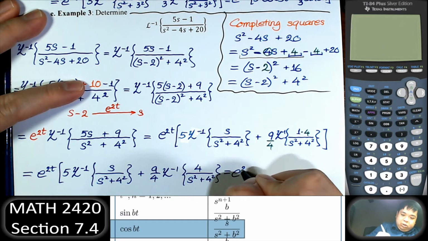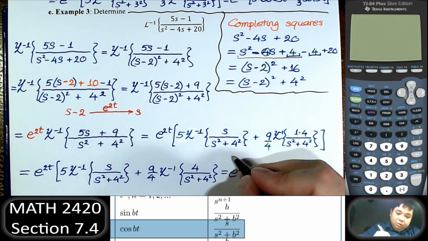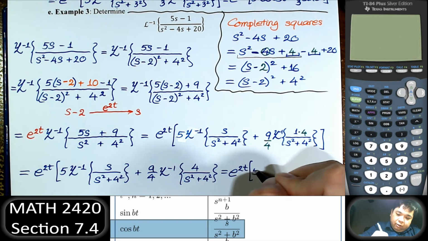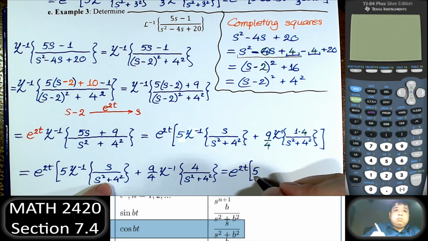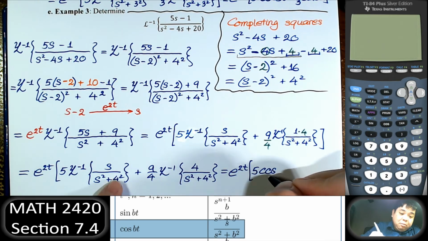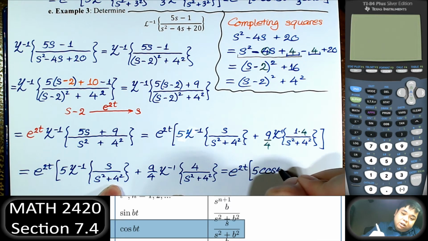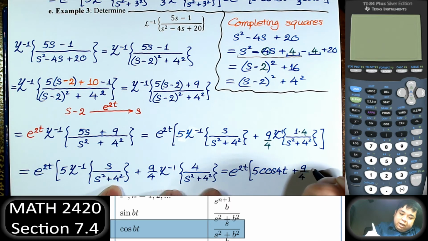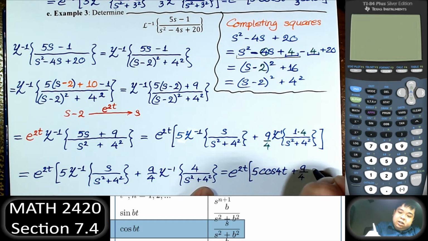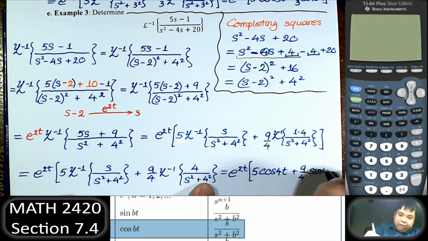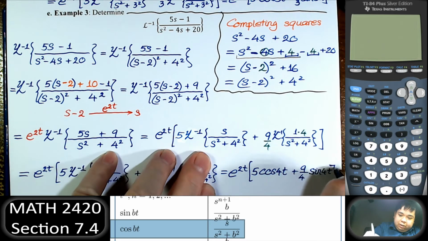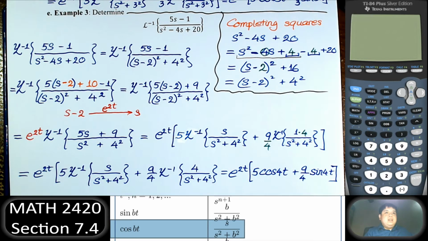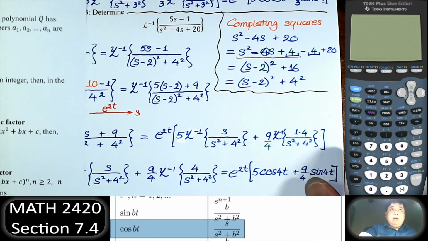So e to the 2t, and then 5. This is in the form over there. That should be cosine of bt, b being 4, so cosine 4t, plus 9 over 4, and then this is sine of bt, where b is 4, so sine of 4t. Right, so that is the inverse Laplace transform.